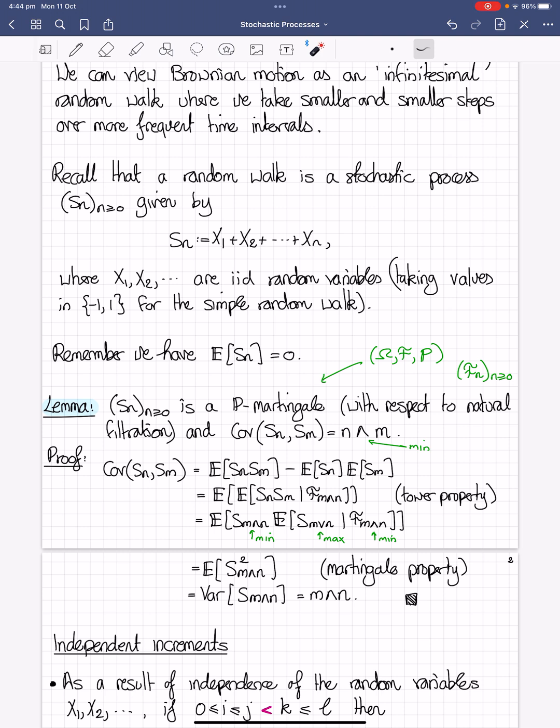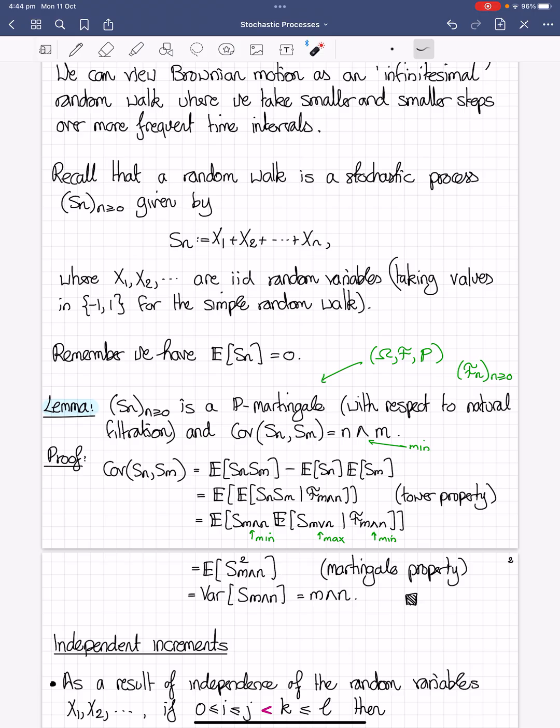Now, to work towards this concept of Brownian motion, there's a first lemma that we might want to consider. That is, the random walk Sn is a martingale, and in fact we've seen that before. But the other property is that the covariance between Sn and Sm, where n and m are two integer time points, is equal to the minimum of n and m. That's easy to show if we use conditional expectations and filtrations.